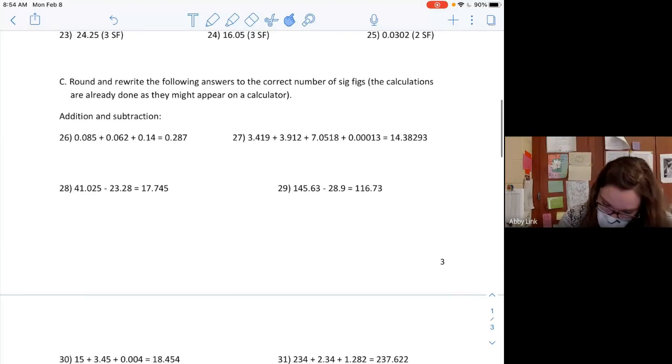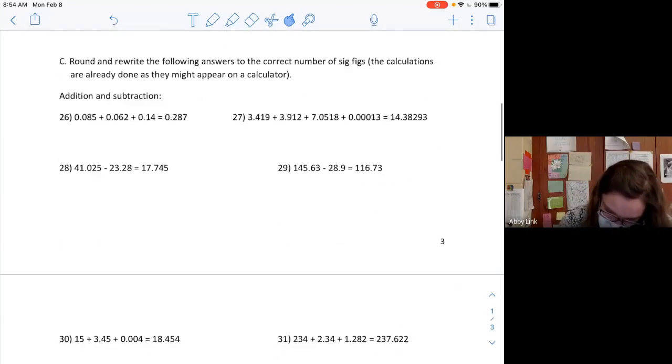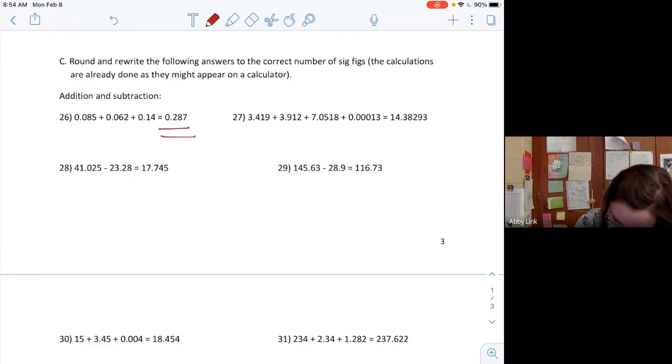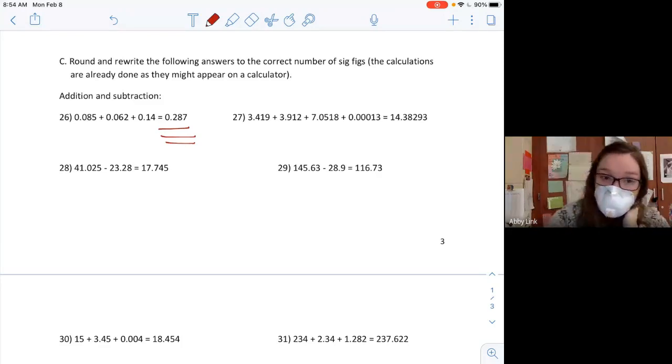Last but not least, we have section C, which is addition and subtraction. Here's what these problems are. They have done the math for you. The answers are right here, guys. You don't even need your calculator. But what you do need to do is rewrite the answer with the correct number of decimal places.